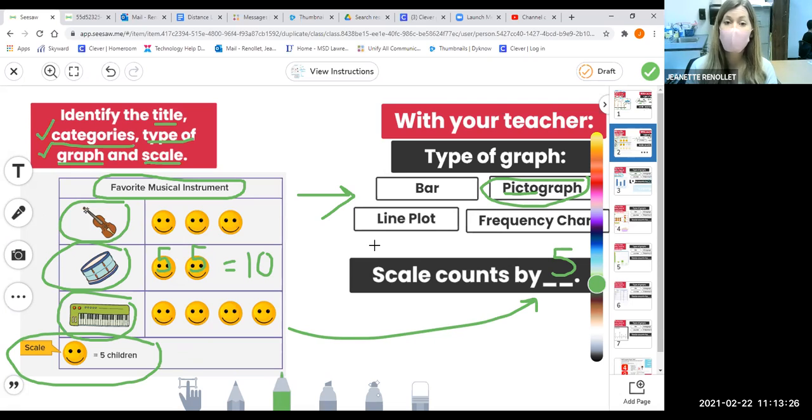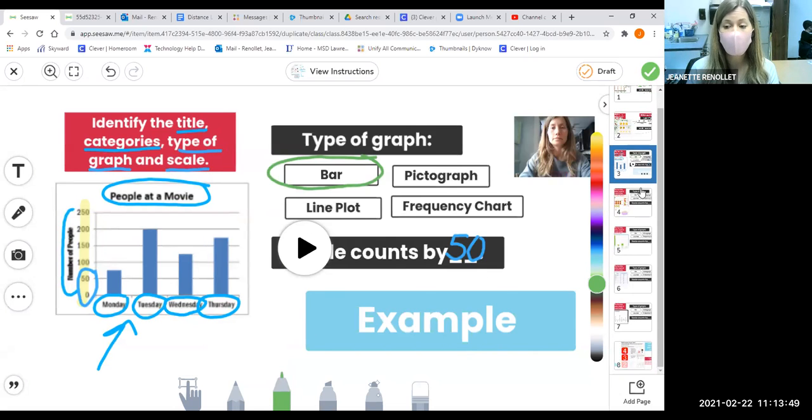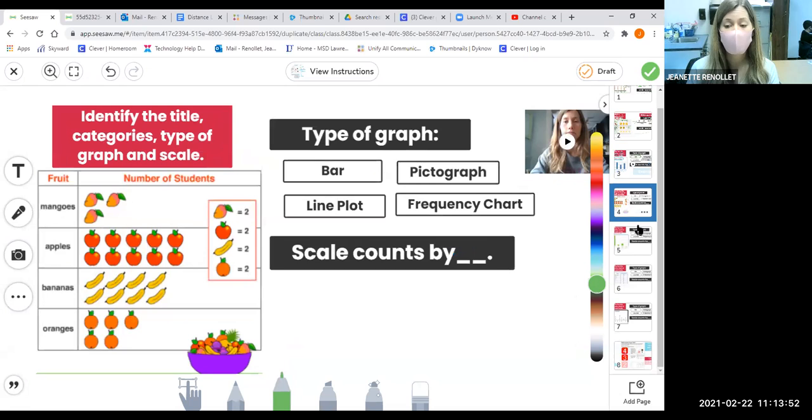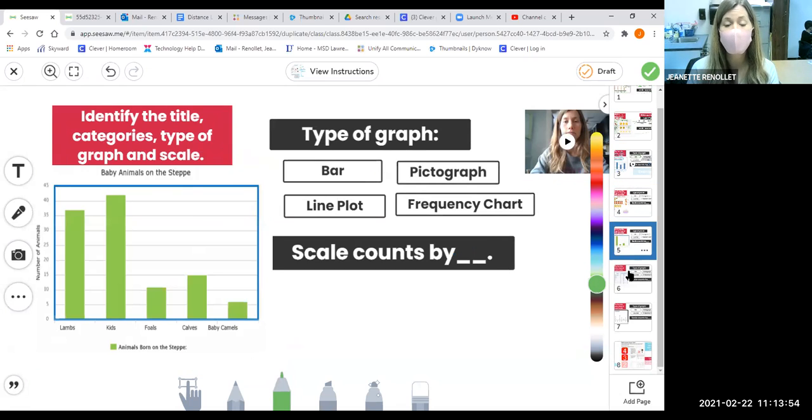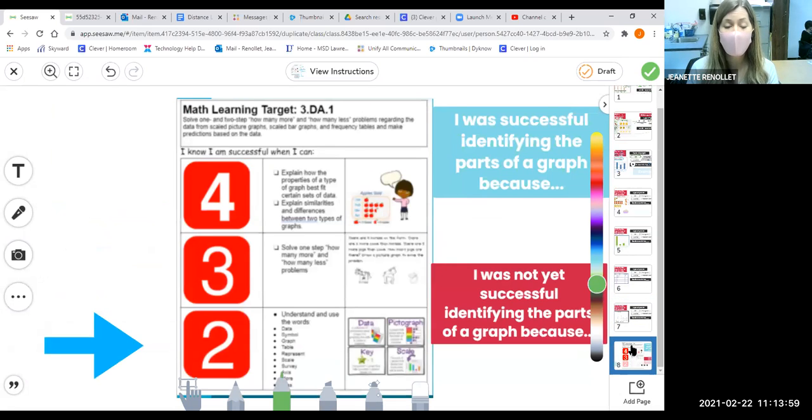Your job today is to continue identifying the parts of each graph. When you start your independent work, slide number 3 is an example for you to watch and review with me. When you start your task, you will watch number 3 to review how to do this. Then you have 5 graphs to practice on identifying the important parts of a graph. On slide number 8, you will reflect on your success today.